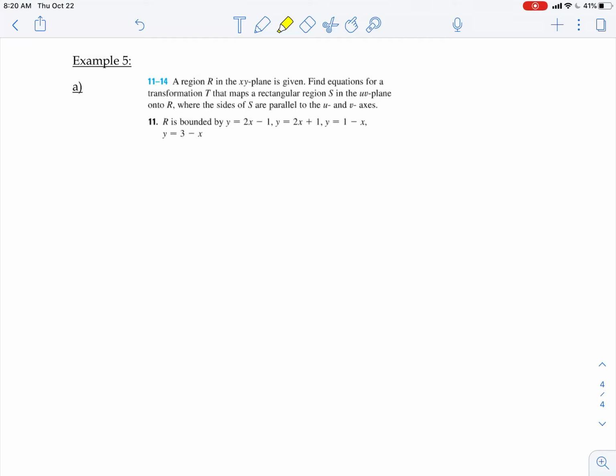All right, welcome to the last example. In the last example, we're actually going to have to find our own u and v. We're going to find what we're going to substitute for u and v. We're given this region that's bounded by y equals 2x minus 1, y equals 2x plus 1, y equals 1 minus x, and y equals 3 minus x.